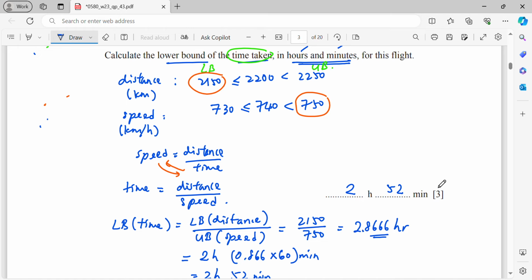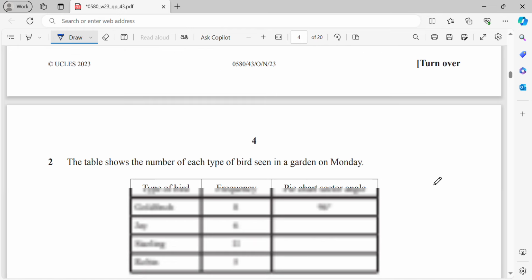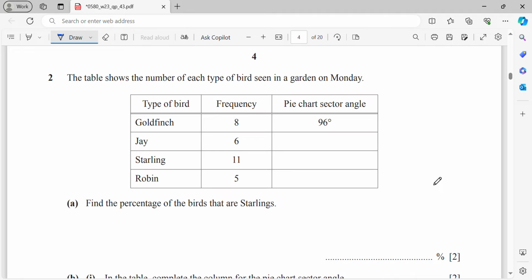Okay, now for question number 2. The table shows the number of each type of bird seen in the garden on Monday. So we have 4 types here, and the frequencies. Pie chart sector angle is given for the goldfinch. Now, A, find the percentage of the birds that are starlings. So, starling, the frequency is 11.